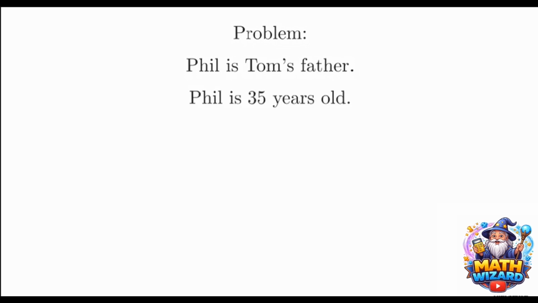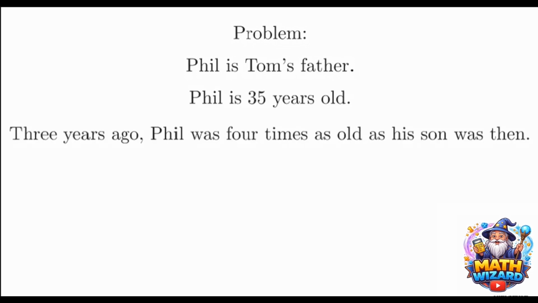Here is the problem we'll be solving today. It says, Phil is Tom's father. Phil is 35 years old. 3 years ago, Phil was 4 times as old as his son was then. How old is Tom now? Okay, that's a lot of information. The first step is to break down the story into key pieces of information.